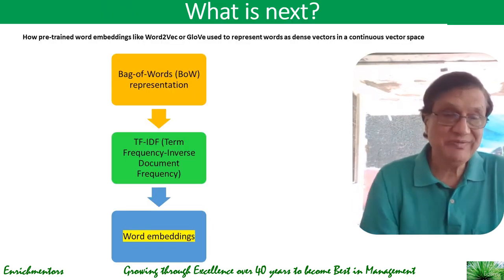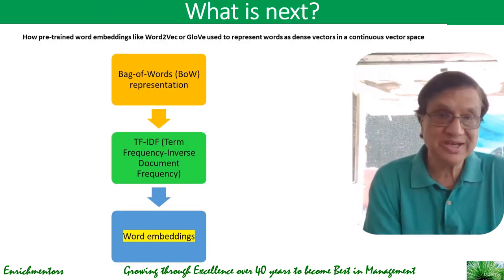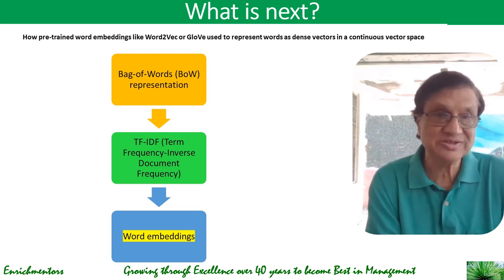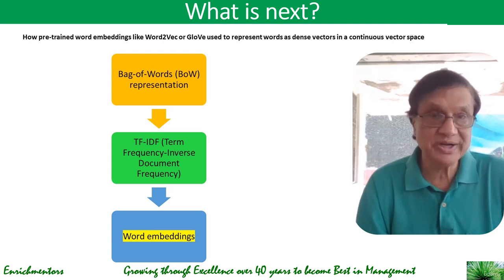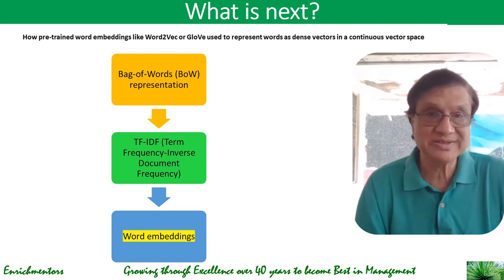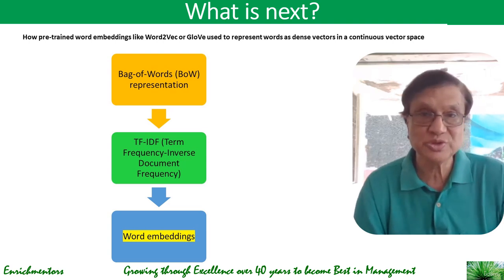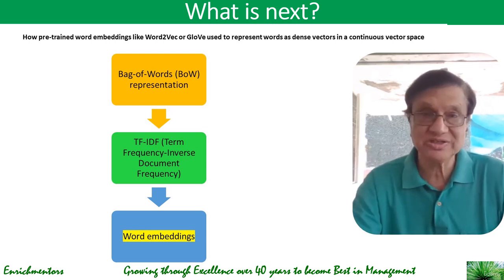What is next? Having looked at these two things in this example of how this company did their analysis, we will look at how they used pre-trained word embeddings like word2vec and GloVe to represent words in a dense, continuous vector space in the next lecture, and what further steps they carried out.